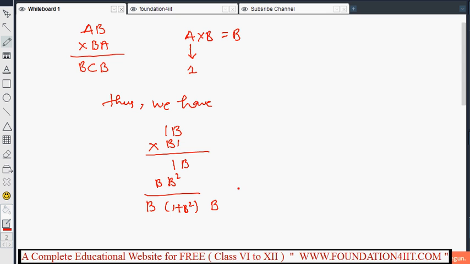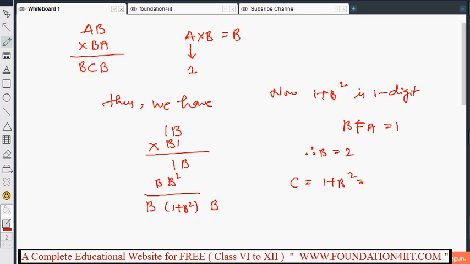So the middle digit, 1 plus B square, is only a 1 digit number, and B is not equal to A. B equal to 1 is not possible, so apart from 1, B is equal to 2. Now C is equal to 1 plus B square. So 1 plus 2 square is 1 plus 4, which is equal to 5.